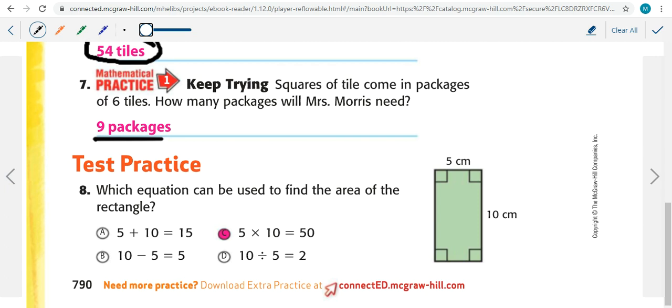Number 8, which equation can be used to find the area of the rectangle? Remember, the area is equal to length times width. You multiply, so the answer is letter C.